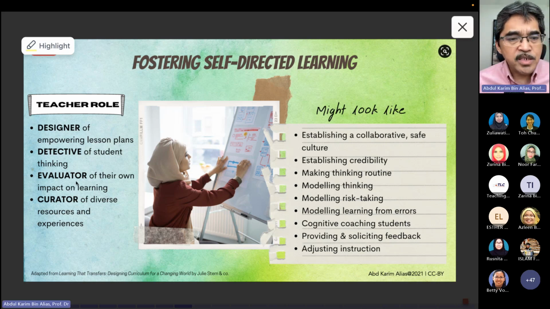Okay, so all these ideas I took from this book, Learning That Transfers, Designing Curriculum for a Changing World by Julie Stern and Co. So many of the ideas that I'm sharing here now are not my original ideas. So I'll just curate. So you see here, curator of diverse resources and experiences. Because I'm not an expert in education. I was a professor of technology. I was not a professor of education.